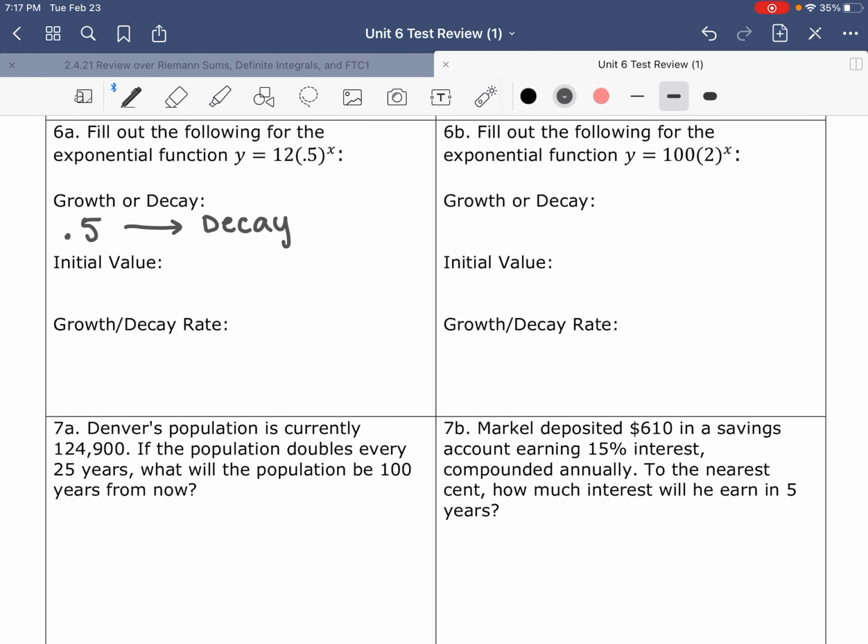Now our initial value, remember that's the number that's outside of the parentheses, so in this case it's just going to be the 12. And the growth or decay rate, that's just the number that's inside the parentheses, so in this case it's just 0.5.